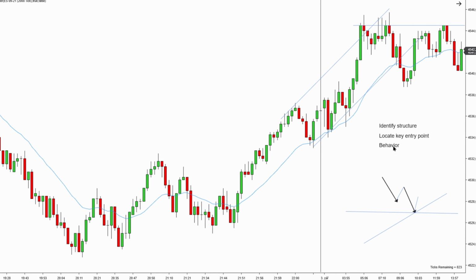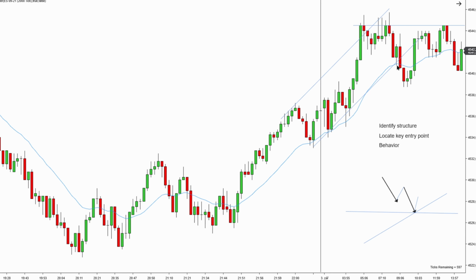And then we need to identify the behavior around these key entry points, meaning is there a second entry? The second entry is a high probability setup combined with these two. Okay, and this would be the price action that I would see when I would open my chart today. So the first thing I need to do is identify the structure.